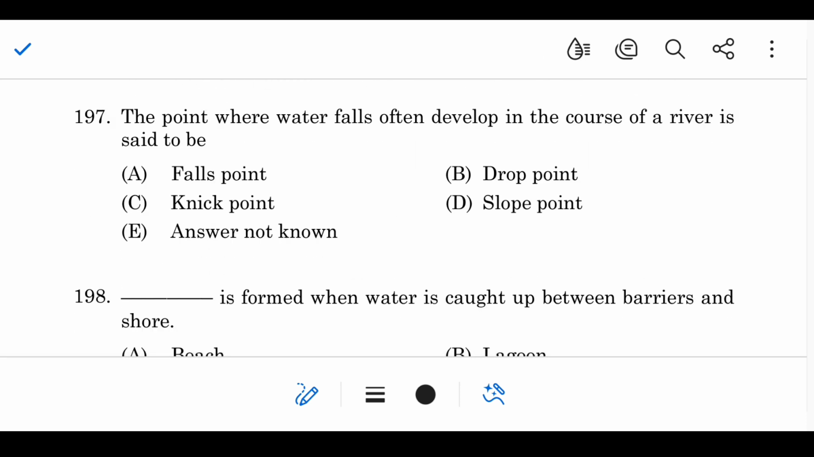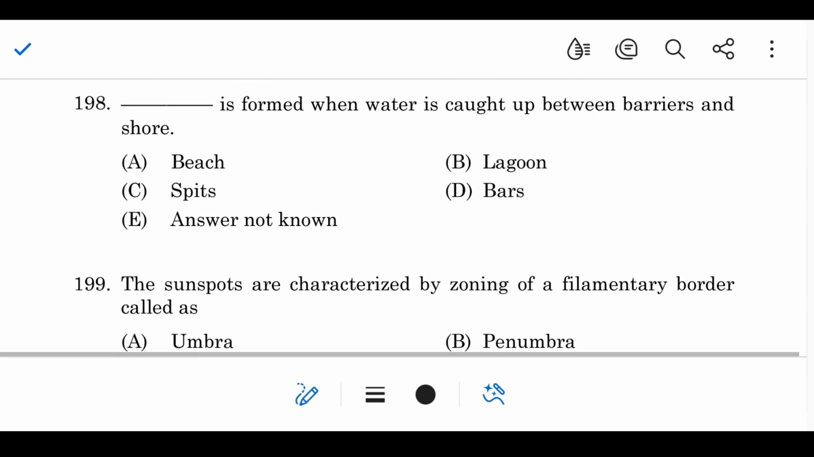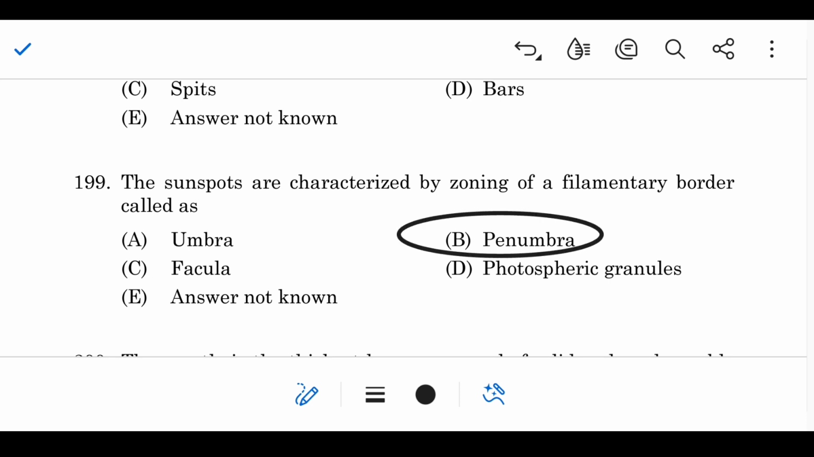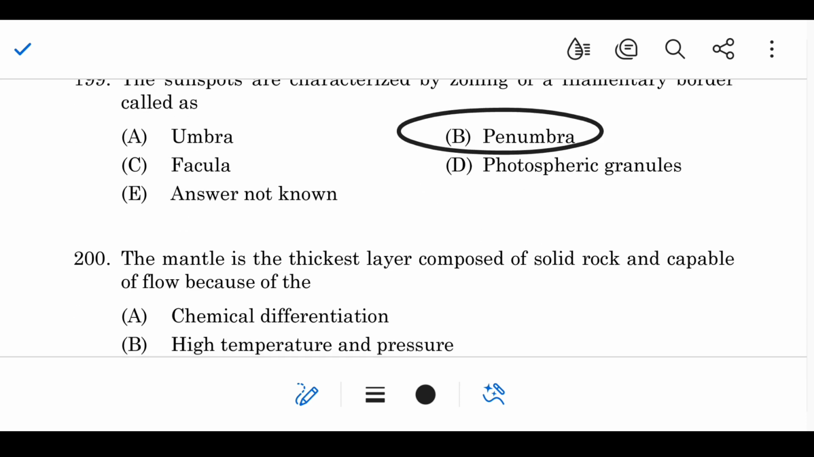The point where a waterfall often develops in the course of a river is said to be a knick point. 98. The lagoon is formed when water is caught between a barrier and the shore. 99. Sunspots are characterized by a zoning of filamentary border, called option B, penumbra.